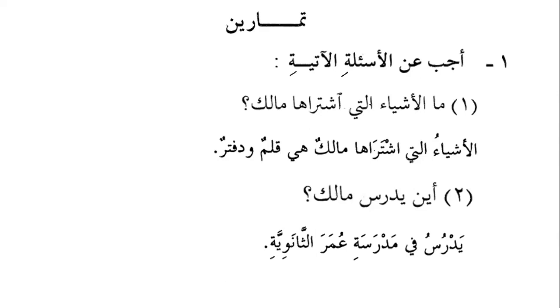Okay, so mal ashya'u, what are the things, allati, which, ishtaraha malikun, that Malik bought. Allati is used here because ashya is feminine. But here, does ha refer to ashya or does it refer to allati? Please remember that here, ha refers to allati. Why? Because allati is ismul mawsul, and ismul mawsul always needs a damir that returns to it, that connects to it.